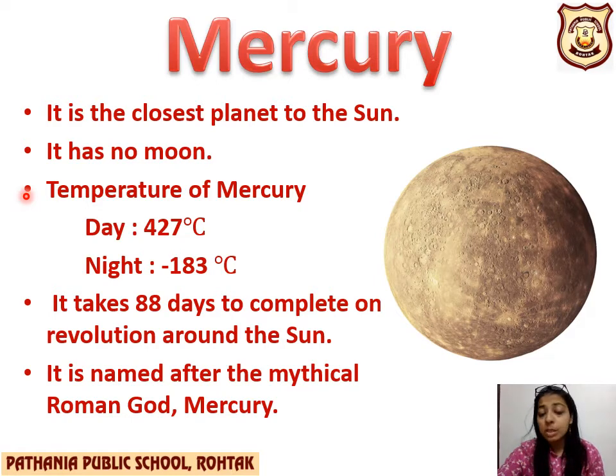And it is because it is the closest to the sun, तो उसकी orbit क्या है? सबसे छोटी है. तो इसको कितना टाइम लगता है? It takes only 88 days to complete a revolution around the sun. 88 days में ये पूरे sun का एक चक्कर लगा के original position पे वापस आ जाता है planet. It is named after the mythical Roman god Mercury. इसका नाम कहाँ से आया है? From a Roman god Mercury.